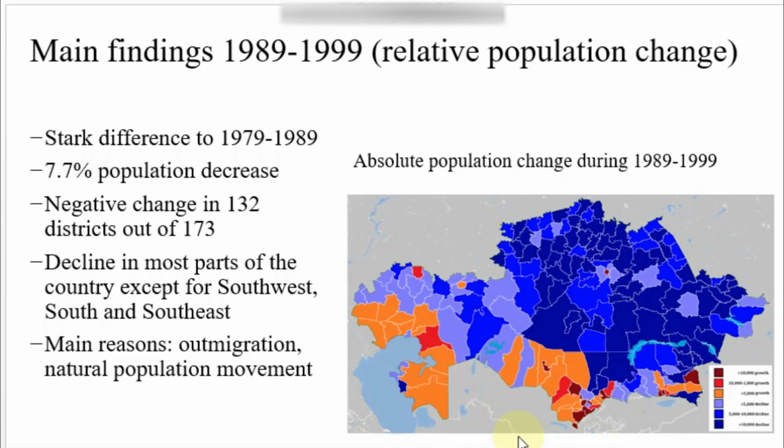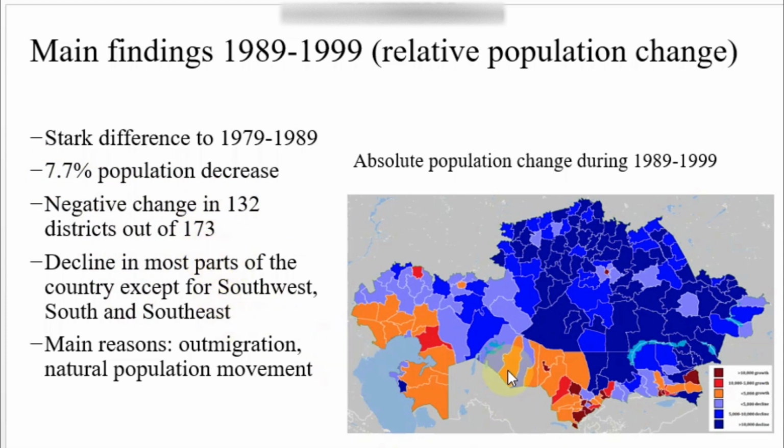This map here is for 1989 to 1999. As we can see here, there's a huge difference compared to what we saw for 1979 to 1989. There's huge population decline in most parts of the country. The overall decline was about 7.7%, and there was decline in 132 districts out of 173.